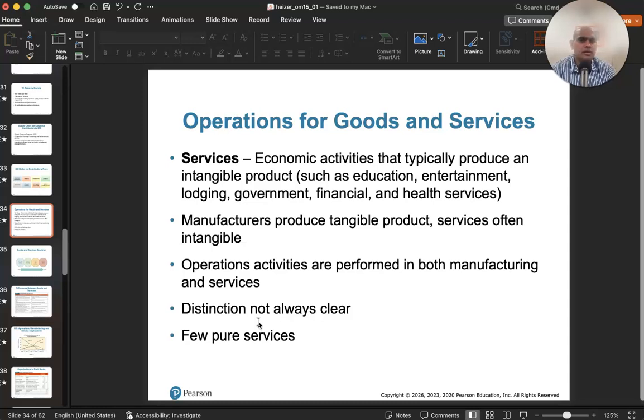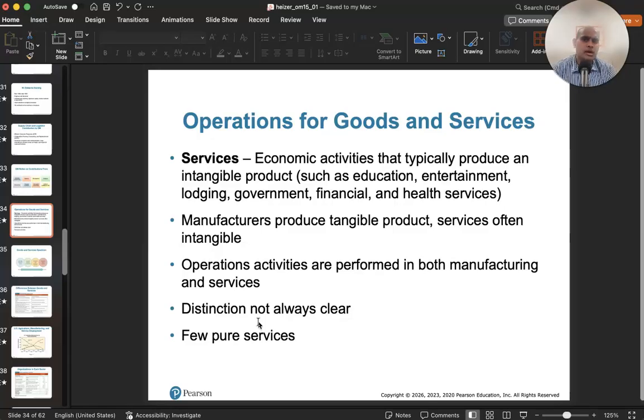Services are economic activities that typically produce an intangible product, say education, like you're getting right now, entertainment, lodging, government, financial, health services. So these are all economic activities that produce an intangible product, while manufacturers produce a tangible product. Those are goods, because you can physically touch them, you can physically see them, and that is considered a good.